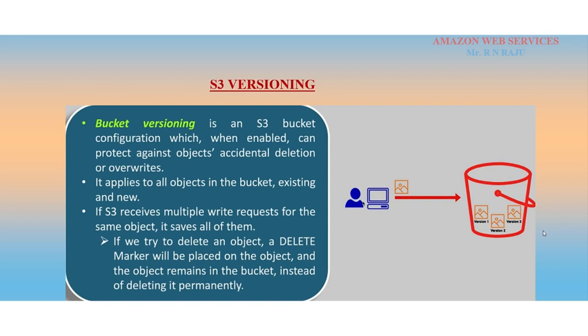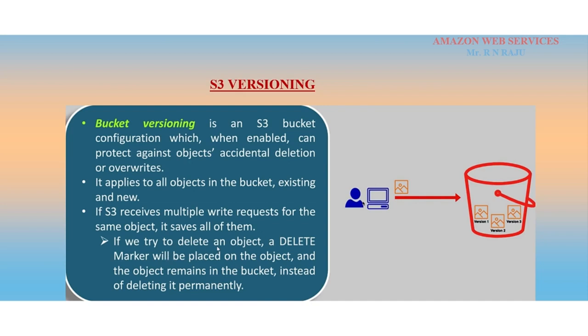So how can you maintain multiple timestamps of the same file name? Here there is version 1, version 2 and version 3. So you keep multiple timestamps of your file. Within a bucket you maintain multiple timestamps. That is called versioning. If S3 receives multiple write requests for the same object, it saves all of them.